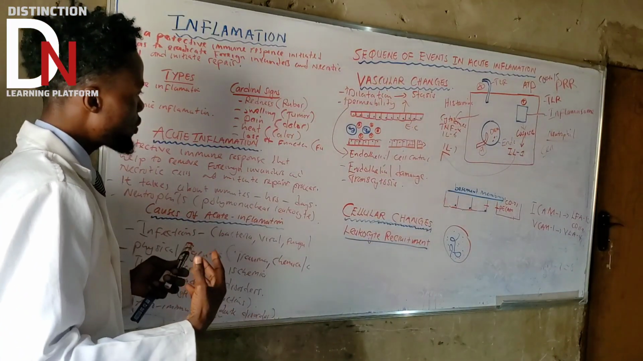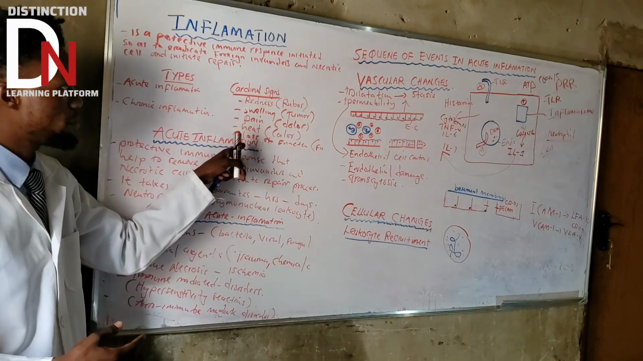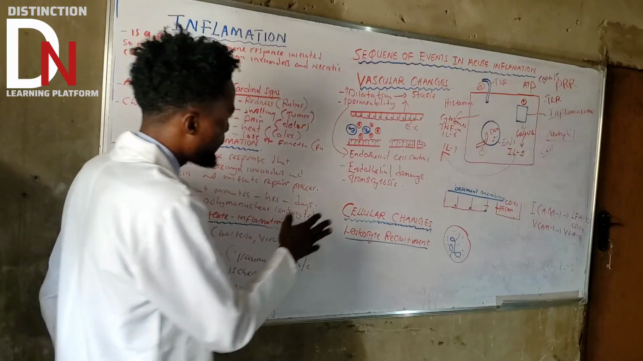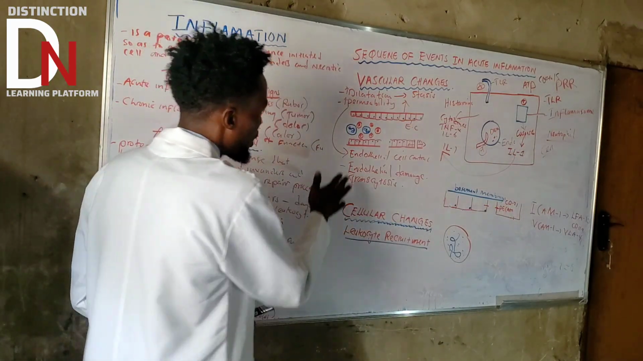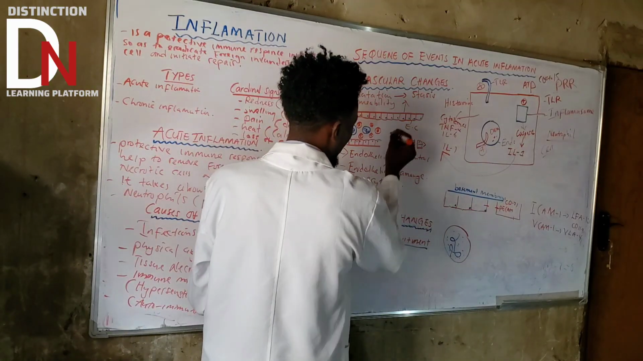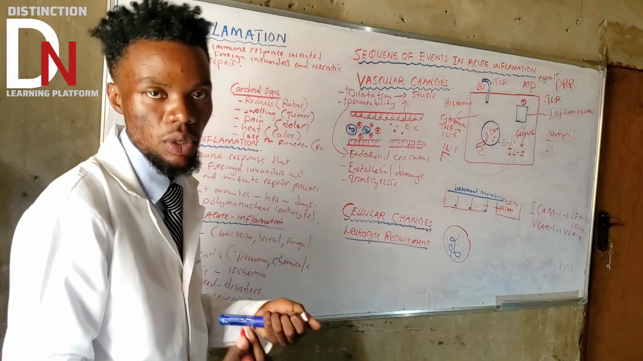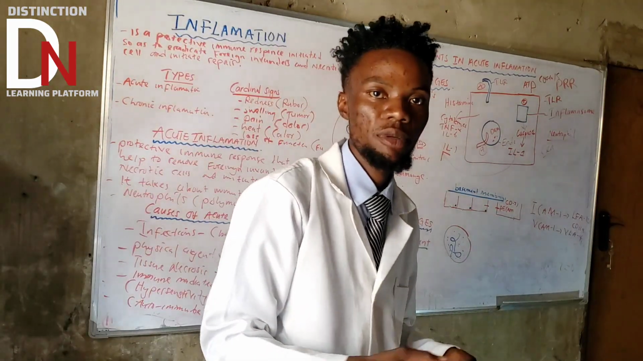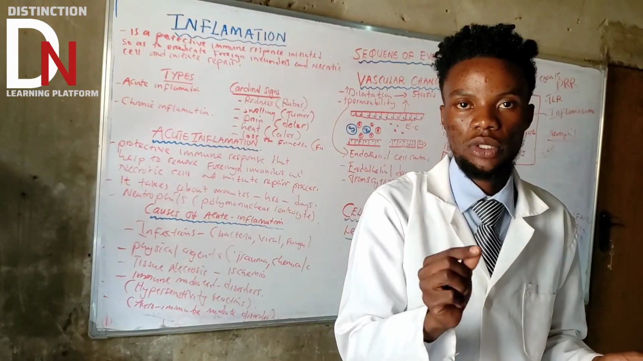Now let's talk about something, because we've got other cardinal signs that we haven't talked about. Because of increasing the permeability, what do you think? If you look at here, there are also some proteins that are within the blood vessels. Basically, let's talk about albumin. Albumin is the major protein that can be found in the blood vessels. If there is increased permeability, what's going to happen to those proteins?